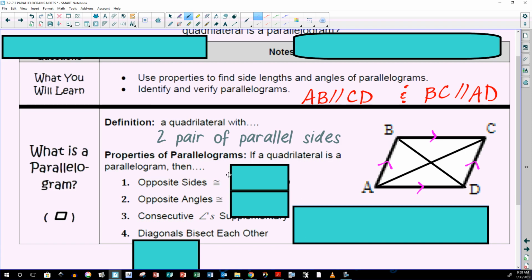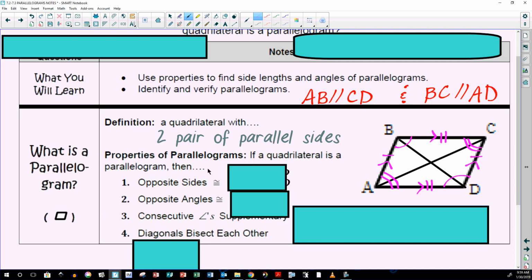Now, the actual properties are opposite sides are congruent. So this side is congruent to this side, and this side is congruent to this side. Opposite angles are congruent. This angle is congruent to this angle, and this angle is congruent to that angle.